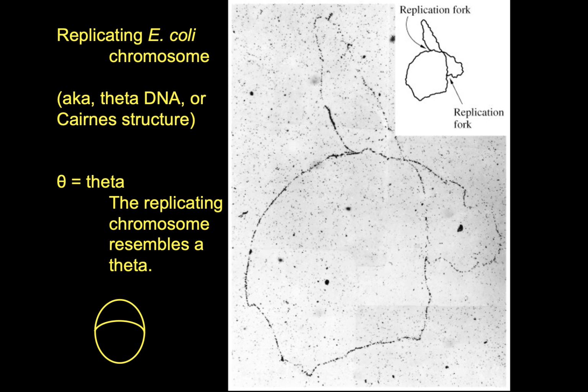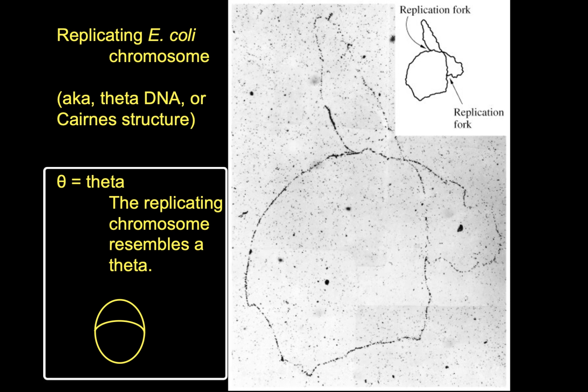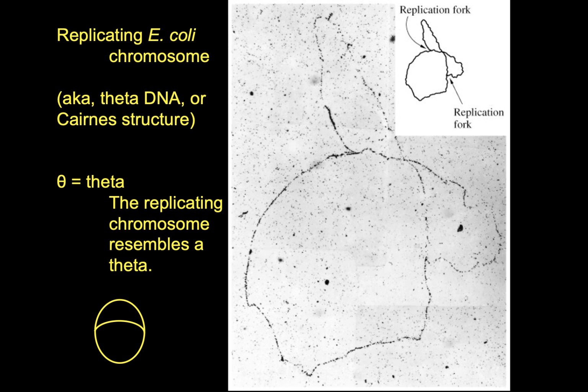This type of replication was shown in I think the 60s by John Cairns, showing that in the middle of replication, the DNA took on what's called a theta form because it looked like a theta, the Greek symbol theta. And this was caught then in the middle of replication where about half of the molecule had been replicated. So you can see the replication forks in two places, and then the newly replicated DNA folded out on both sides, and then the DNA that's yet to be replicated at the bottom.